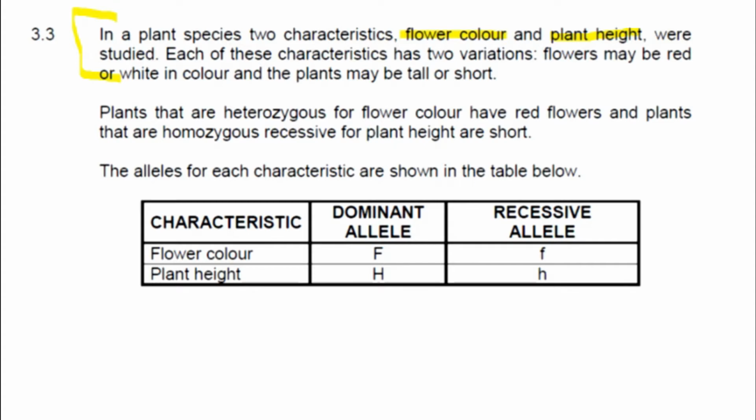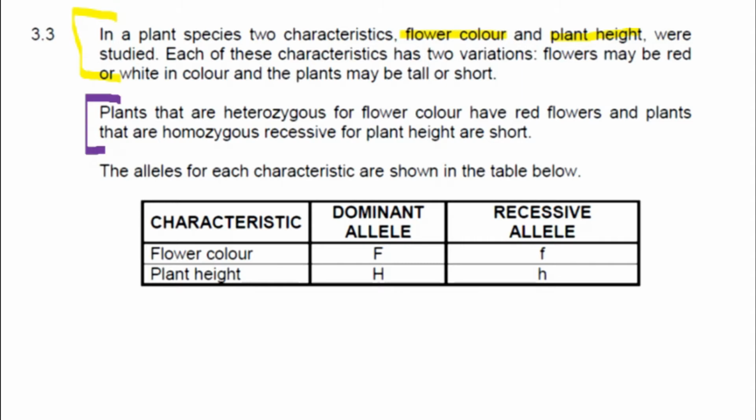Now in the second paragraph, they're telling us that the plants that are heterozygous for flower color have red flowers, and plants that are homozygous recessive for plant height are short. The purpose of this paragraph is so that you have to figure out what characteristic is dominant and what characteristic is recessive. So let's have a look at our flower color first.